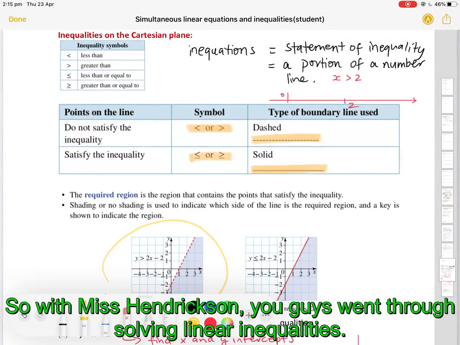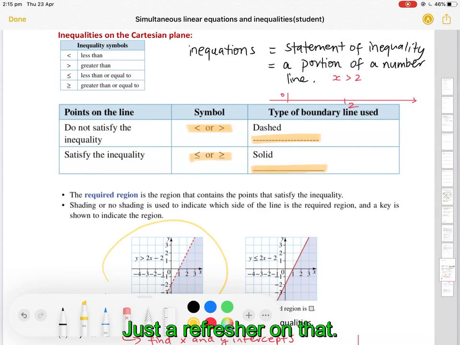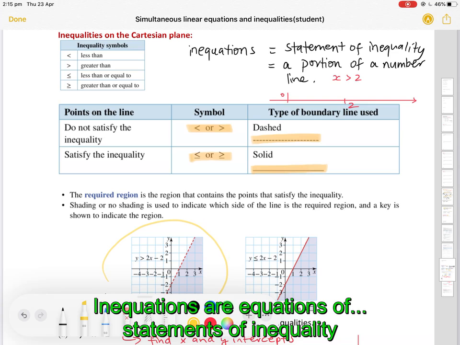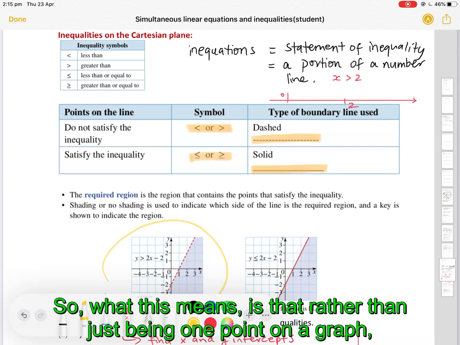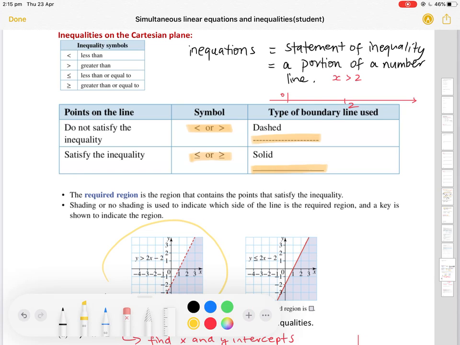So with Miss Hendrickson, you guys went through solving linear inequalities. Just a refresher on that. Inequations are statements of inequality, and they represent a portion of a number line. So what this means is that rather than just being one point on a graph, it represents a range.